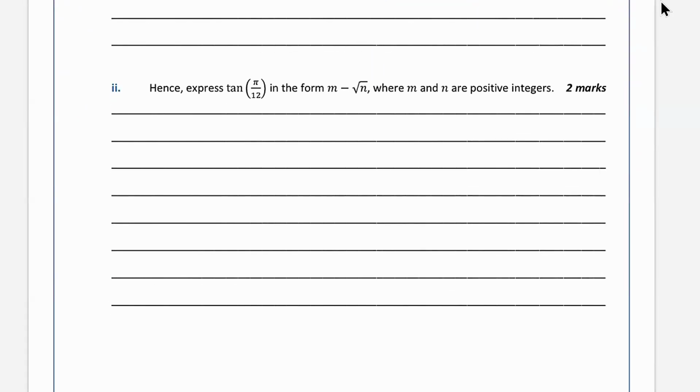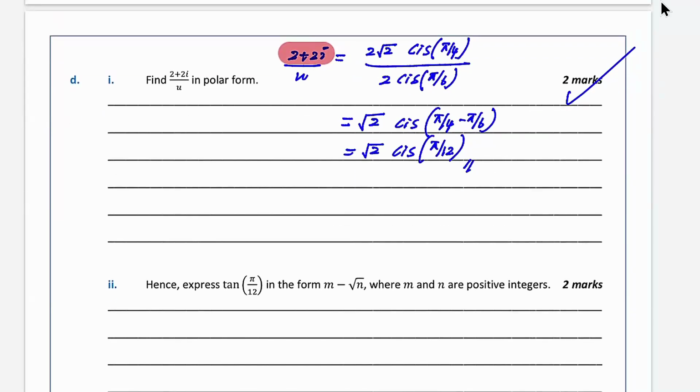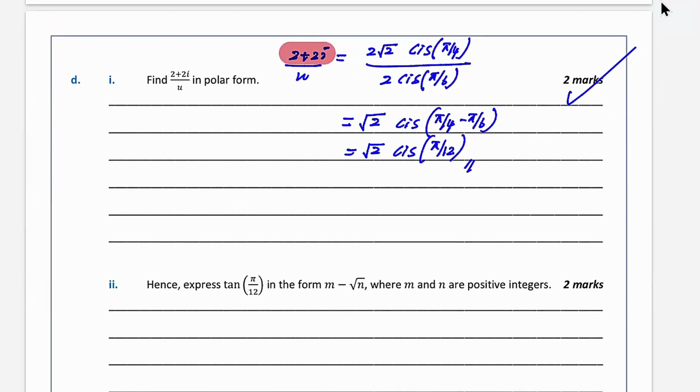Hence express tan pi divided by 12 in terms of m minus n square root of n. Okay, hence express tan. How do you do that?